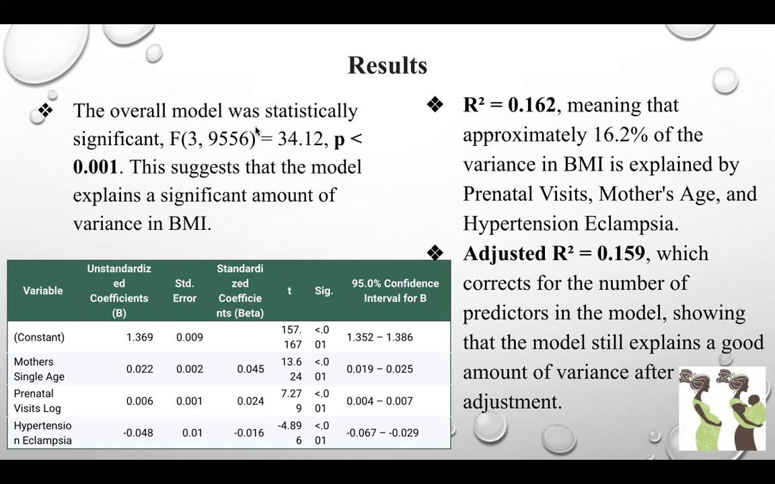The R-squared value is 0.162, indicating that approximately 16.2% of the variance in BMI is explained by the independent variables. And this means that these predictors account for a considerable portion of the variability in BMI. We also have the adjusted R-squared value of 0.159. And this shows that the model continues to explain a good portion of the variance after adjustments.